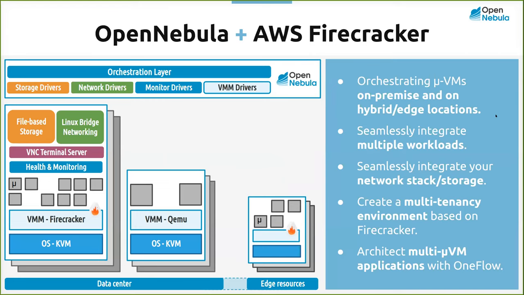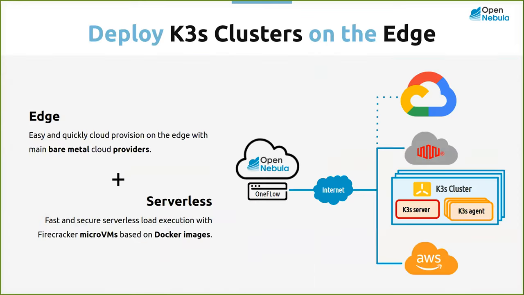By using Firecracker, we can create a microVM. These microVMs are secure like VMs, but they are very quick to start, and they can integrate with all the stacks already provided by OpenNebula, such as the network stack, the storage, and so on. So we can create a multi-tenancy environment based on Firecracker and provide container as a service, especially using the integration with Docker Hub. By using OneFlow, we can also orchestrate multi-microVM applications. In our case, the application we are going to consider is the K3s cluster. We are using a custom K3s Docker image because there is still some work we need to do to integrate with the image available from Rancher.